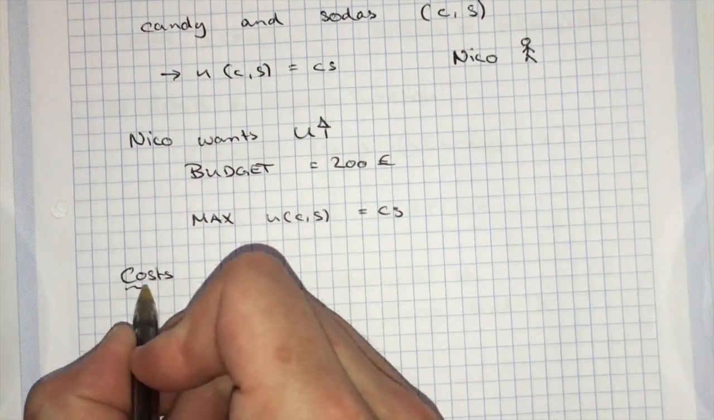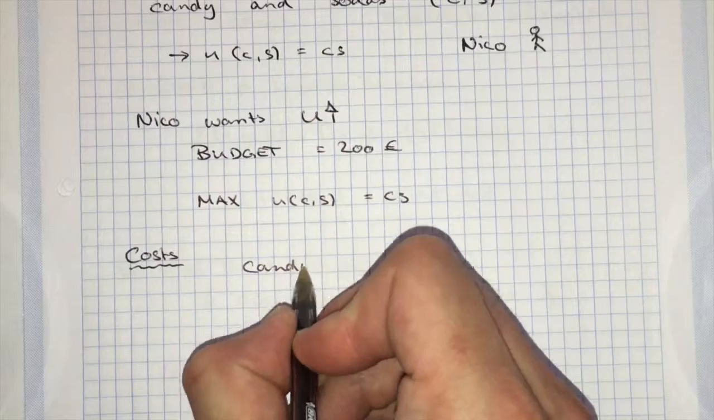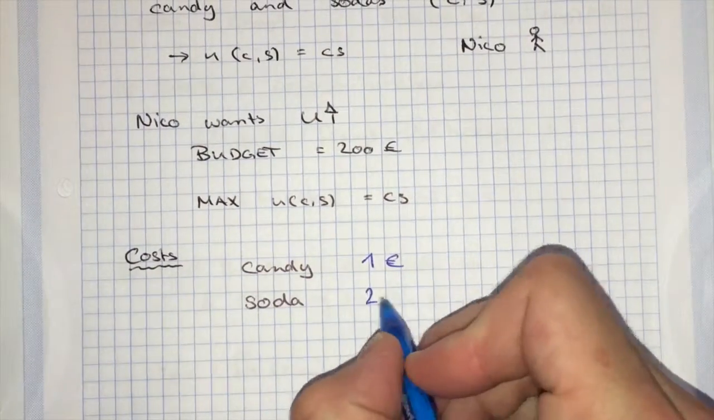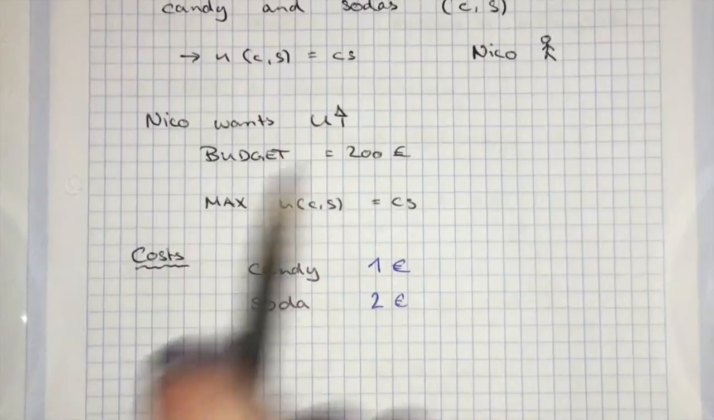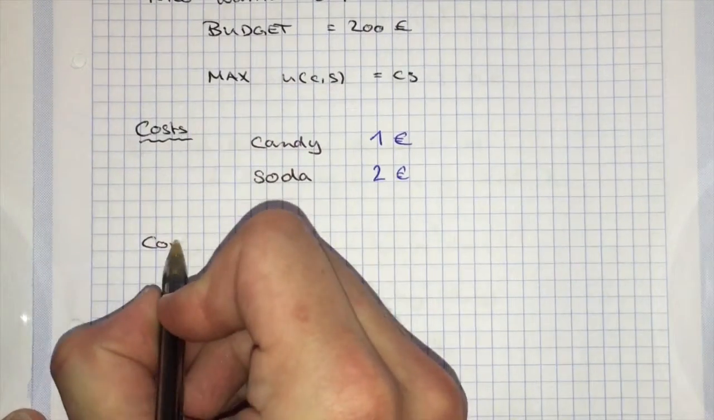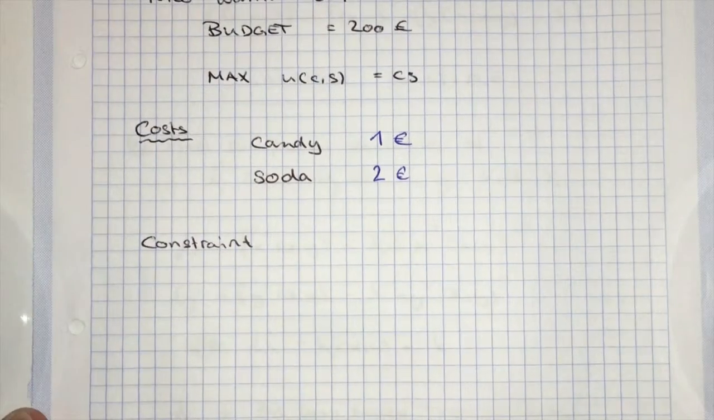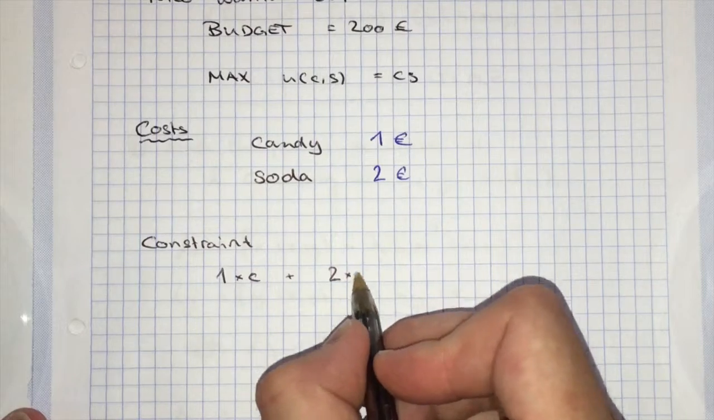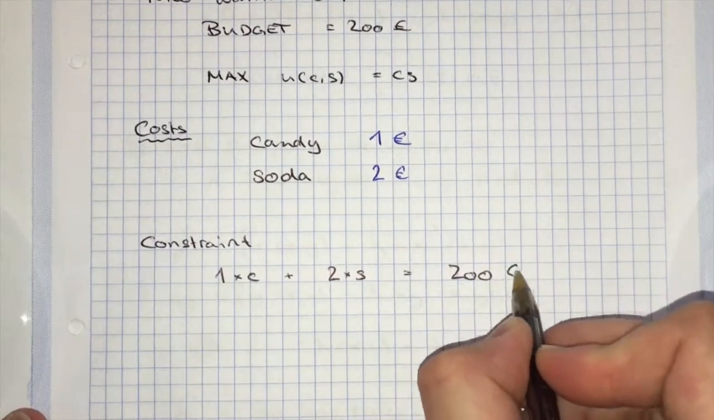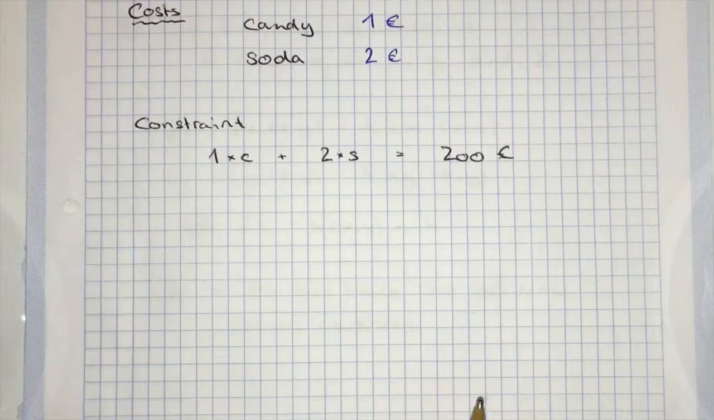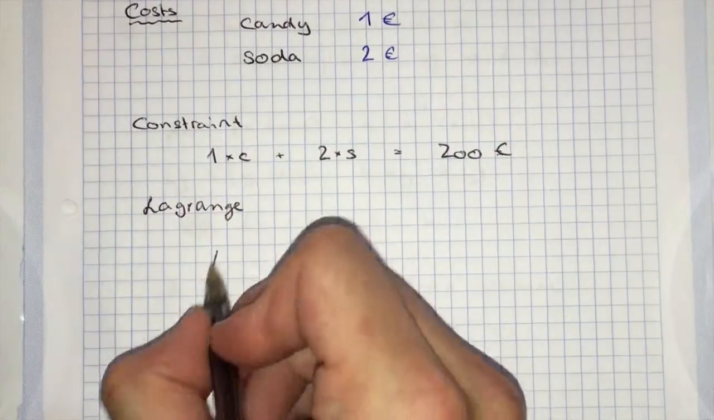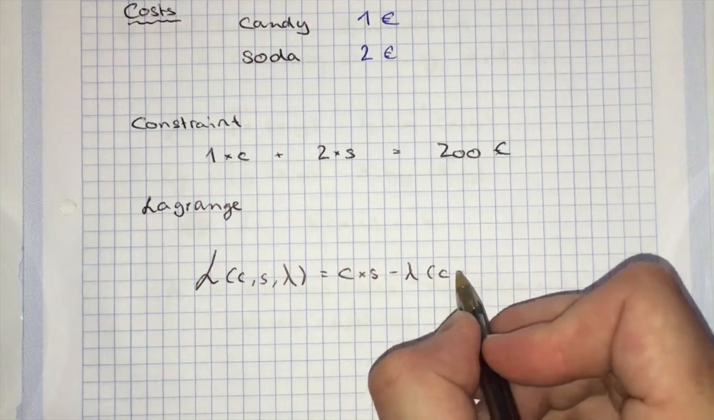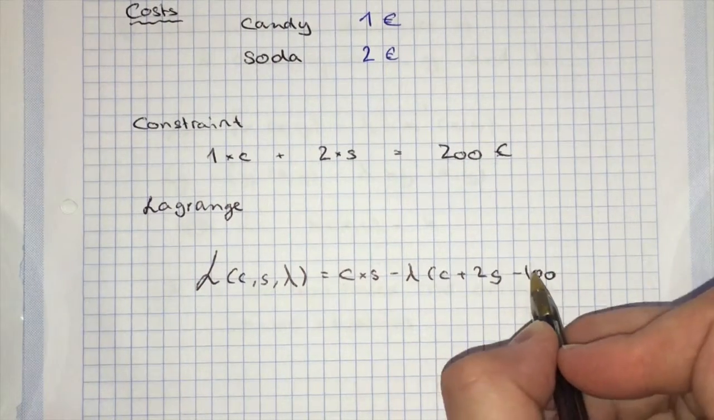Let's consider the cost. Each candy, each unit of C, costs 1 euro, whilst each soda, each unit of S, costs 2 euros. So when we build the constraint, we take into consideration the 1 euro that each unit of C costs, plus the 2 euros that each unit of S costs. Overall, that can equal 200 euros maximum. Now we can create a Lagrange function. L is equal to C times S minus lambda times the constraint.